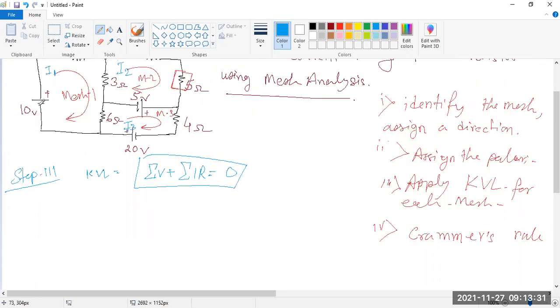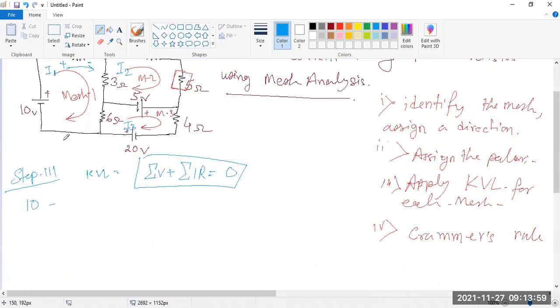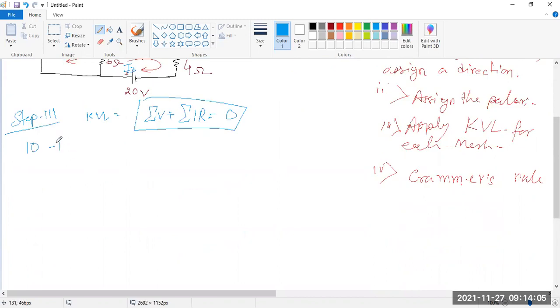You can see in this mesh 1, if we start from here, say we are assigning 10 volt. And then if we assign this, look, this is your positive, this is your positive, and this is your negative. That's why current is flowing in this direction. Yesterday I told you what the sign direction is. Positive to negative means a fall in voltage, so it is considered negative. Say I1 is flowing, so I1 into 1 ohm, I into R, so this is minus I1 into 1 ohm.